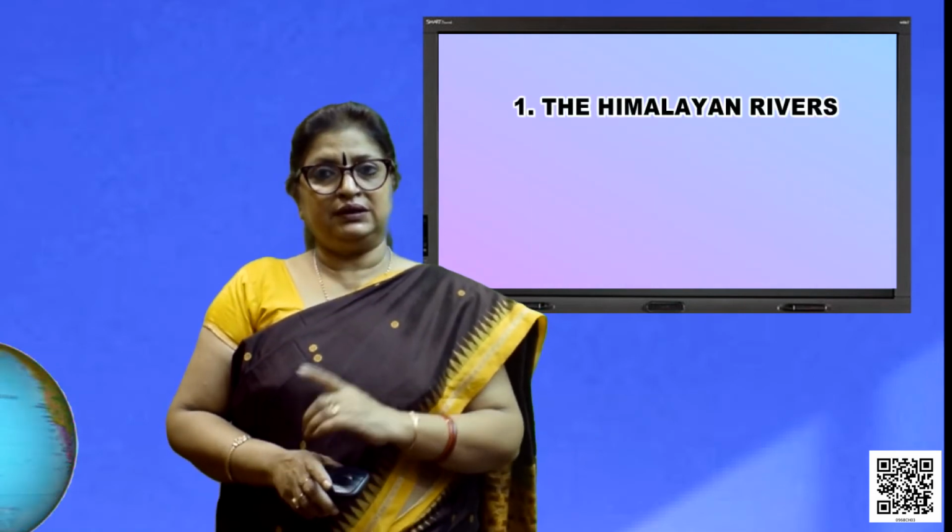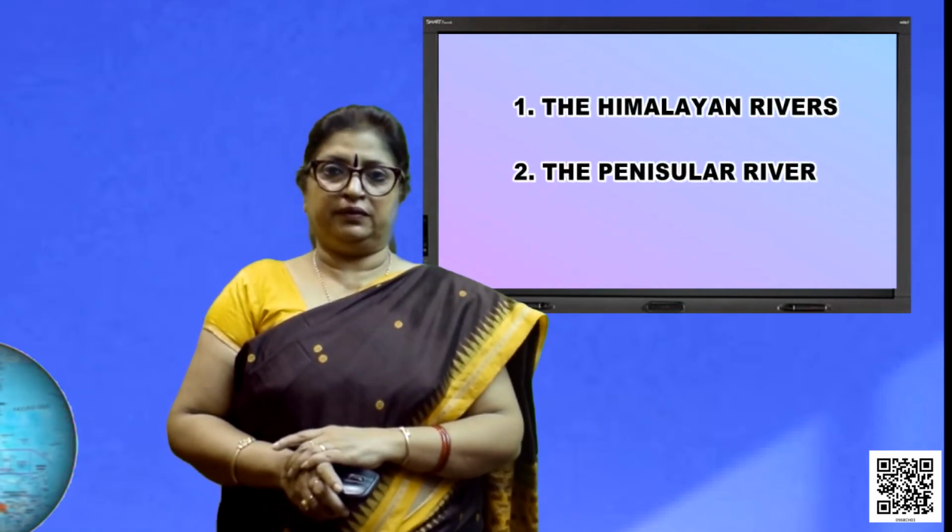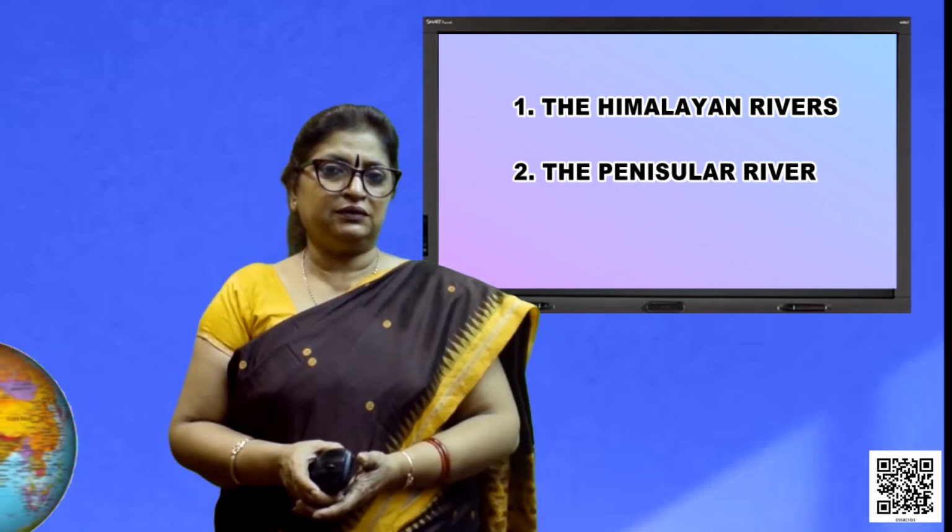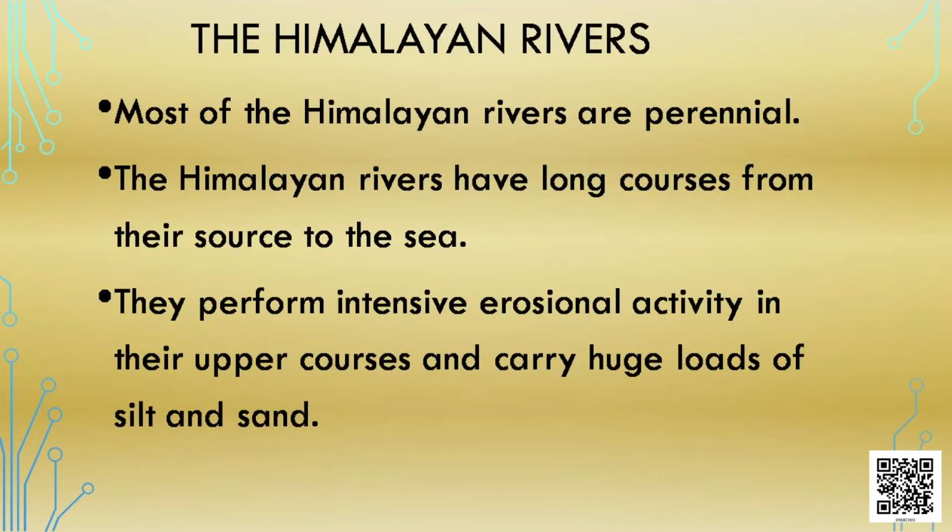The total drainage system in India is divided into two parts. One is the Himalayan rivers, the other one is called the peninsular river. What are Himalayan rivers, children? Means the rivers, those who have their source at Himalayas are called the Himalayan rivers. These Himalayan rivers are snow-fed, so also rain-fed. So these rivers are generally called the perennial rivers.